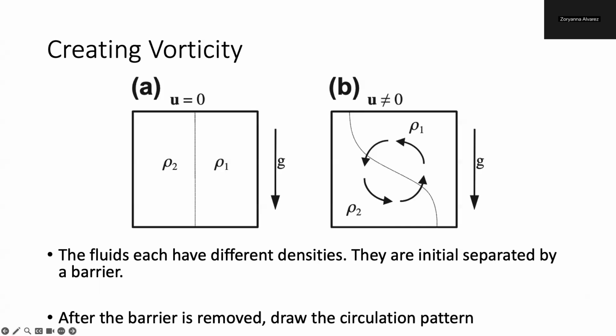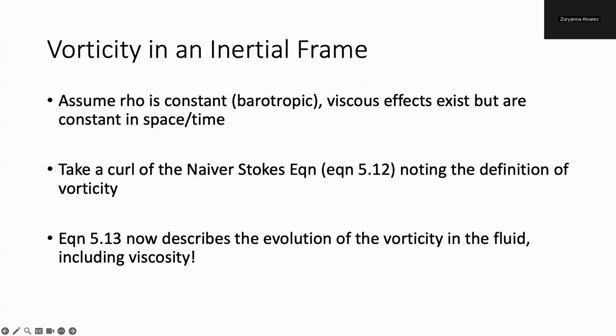Okay, let us talk first about vorticity in an inertial frame. So in order to do this, let's use a vector identity. What happens if I take the divergence of the vorticity?